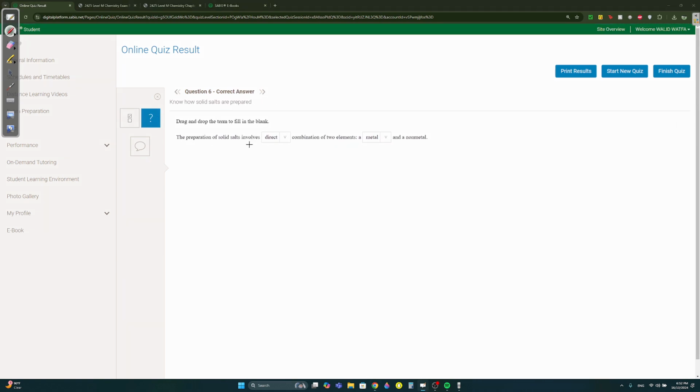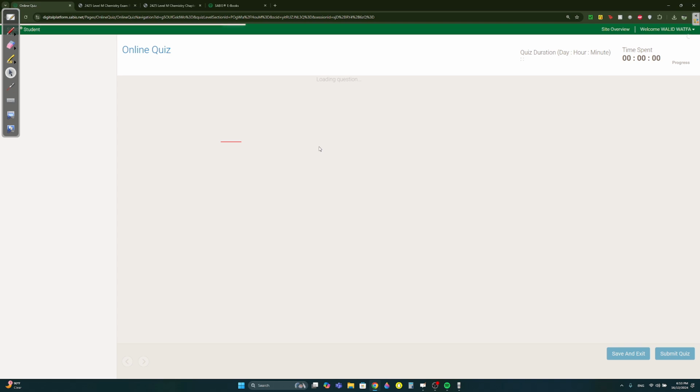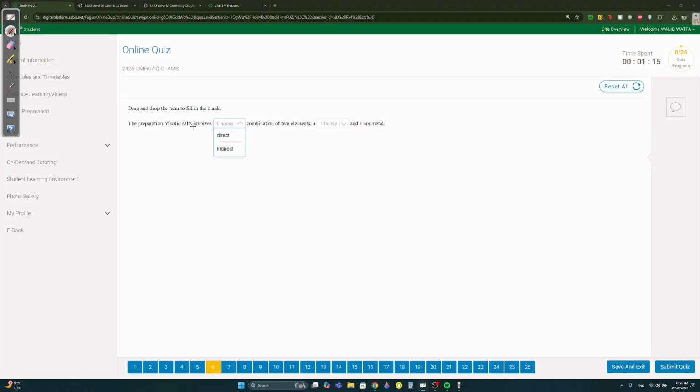Question 6. The preparation of solid salts involves solid salt, so sure. Hold on, I just want to see the choices. What other choices could it be? Wait, I just understood the question. What is a salt? A salt is an ionic compound, and 90% of the time it is a metal and a non-metal, directly bonded to each other, like NaCl. So direct metal. Let me go back to the solutions.